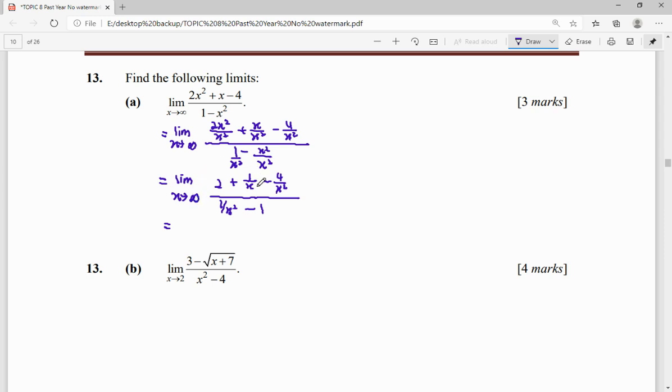We substitute our infinity inside, we will get 2, 1 over infinity minus 4 over infinity, and then 1 over infinity minus 1. Then we evaluate. When we have 1 over infinity or a number over infinity, we get 0. So here we get 2. So the denominator part we get negative 1. So final answer is negative 2.